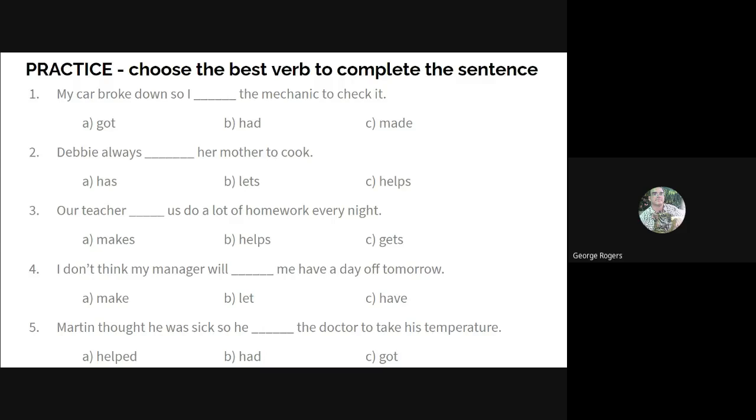So to cook, that's the base verb. That should tell you. Again, it eliminates a lot of it. That should help you pick the answer. We'll look at that one in a minute.